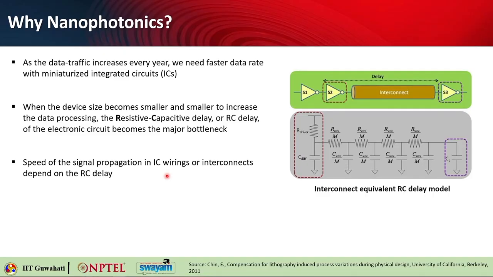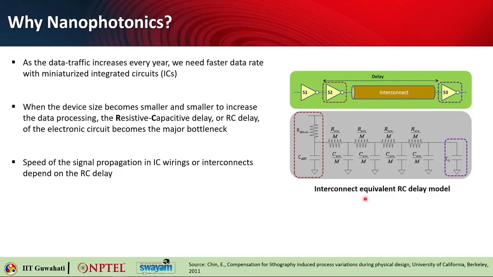Also, when you think of IC wirings or interconnects, there also you can model the interconnect using an equivalent RC delay model. And wherever these RC delays are coming, there is a restriction on the overall speed. So you cannot actually get better. And why is miniaturization impacting that? Because when you miniaturize, your electric interconnects are getting thinner. And with that, the resistivity per length is actually increasing. So miniaturization allows you to pack more devices, but then the speed is getting reduced because of these RC delays getting into the picture.